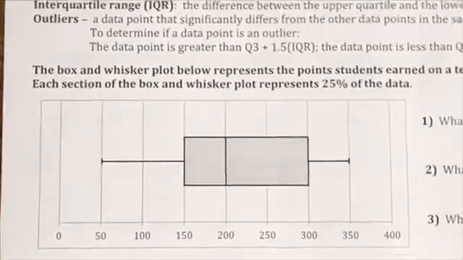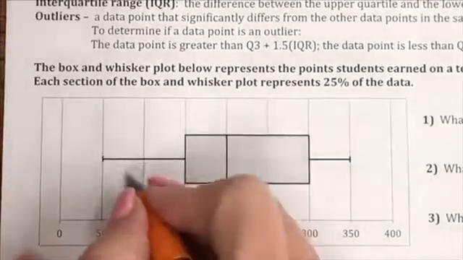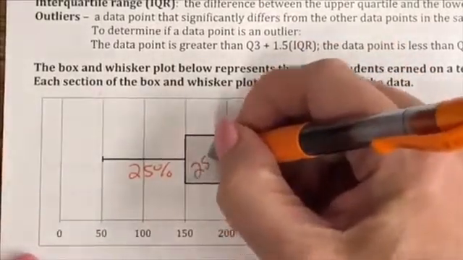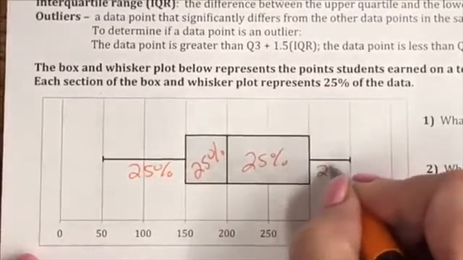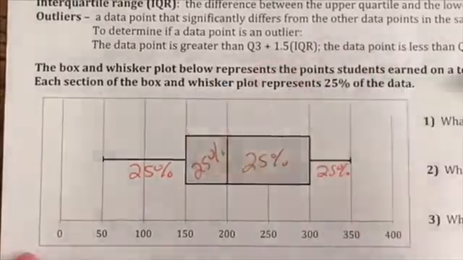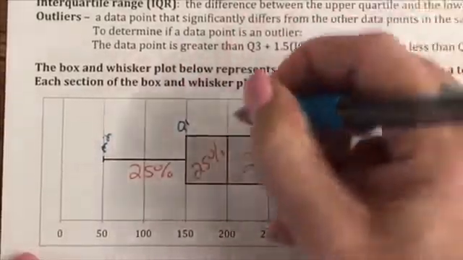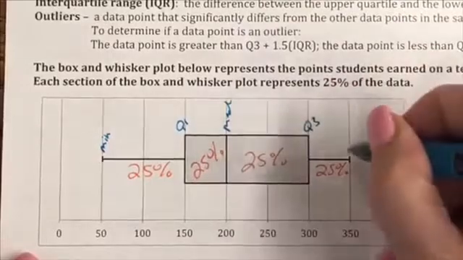Okay, the box and whisker plot below represents the points students earned on a term project. Each section of the box and whisker plot represents 25% of the data. So we need to realize that this left whisker is 25%. This left side of the box is 25% of our data. The right side of our box is 25% of our data. And the right whisker is also 25% of our data. We also need to label our 5 data points. So we have our min. We have our Q1. This is our median. Q3. And our max.